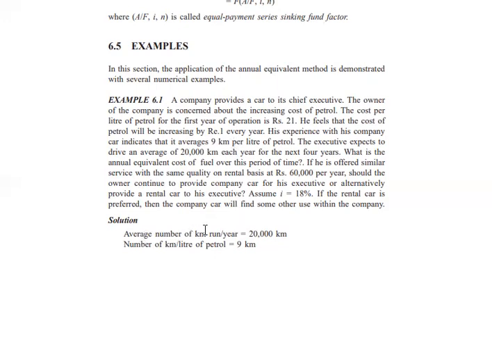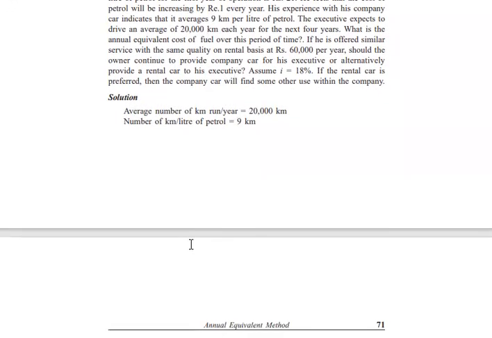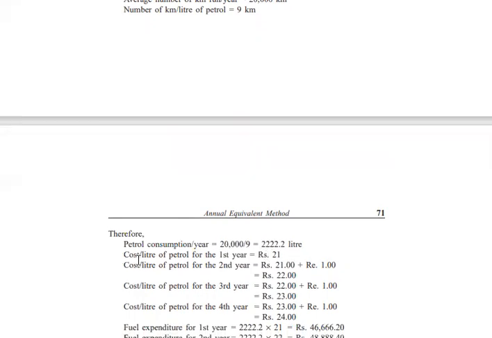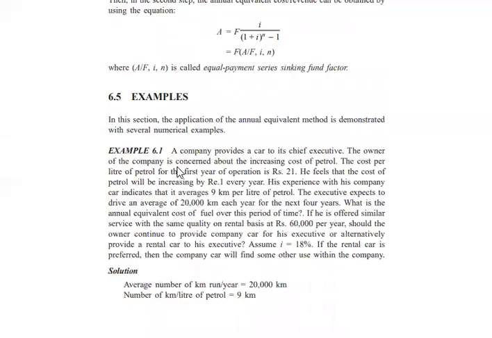Here the average number of kilometers run per year is 20,000 kilometers. The number of kilometers per liter is 9 kilometers by experience. So therefore the petrol consumption will be 20,000 divided by 9, which you can calculate in terms of liters. Okay, then we have the cost of the first year of operation as 21 rupees for petrol, and then it may increase by rupees 1 for every next year.